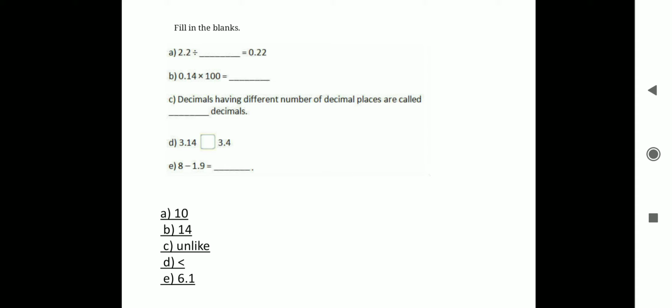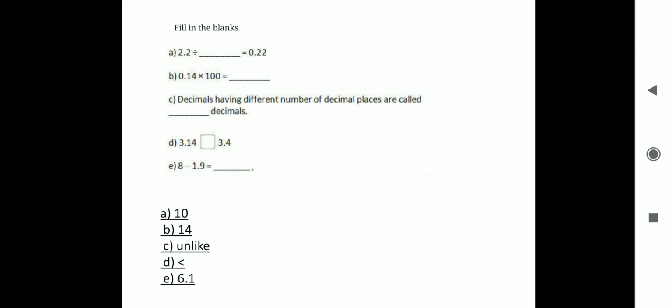Same way, 0.14 multiplied by 1000. Multiply by 1000 means your decimal point will move 3 steps ahead. So it will be moving from before 1 to after 1, then after 4, and still one more 0. So the answer will be 140. Sorry, it is 2 places, it is 100. So the answer is only 14.